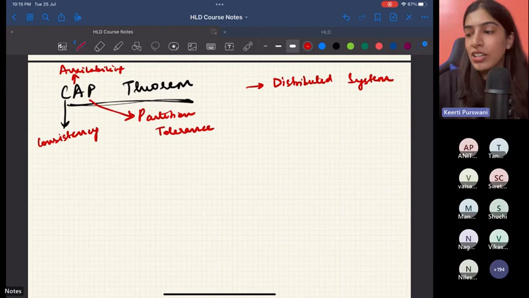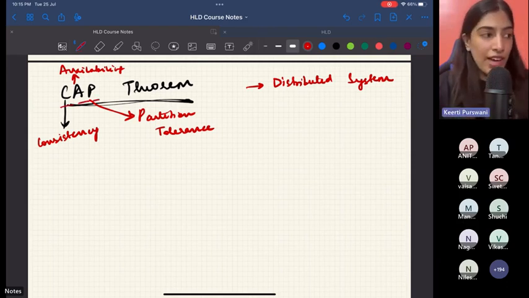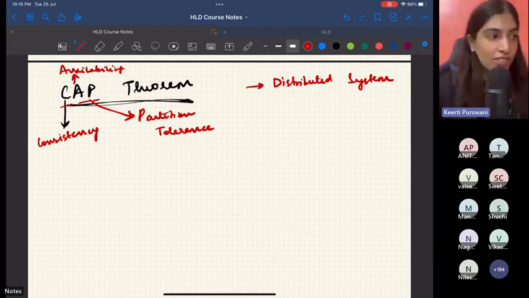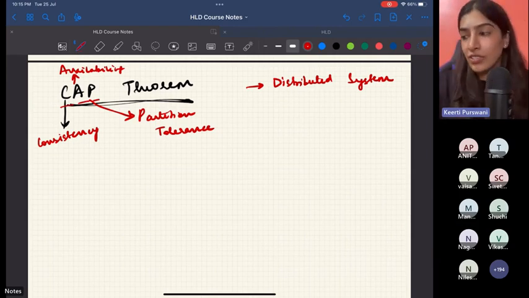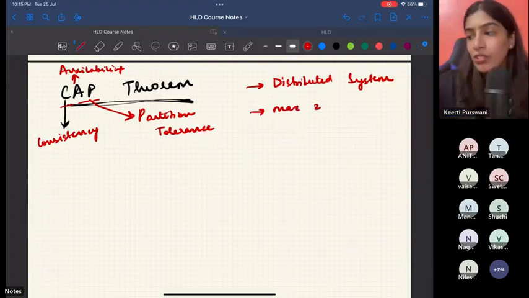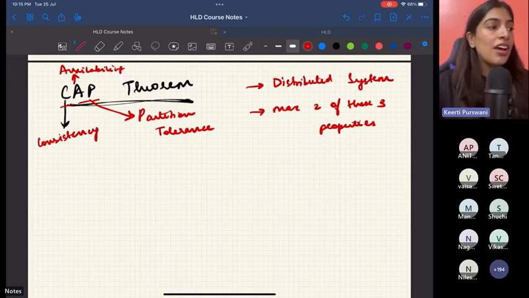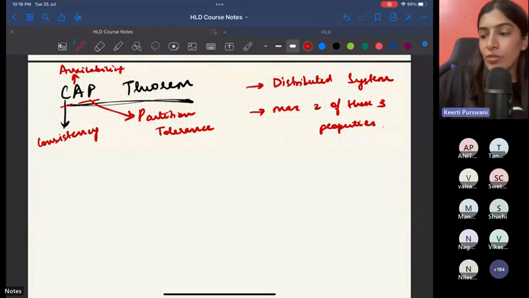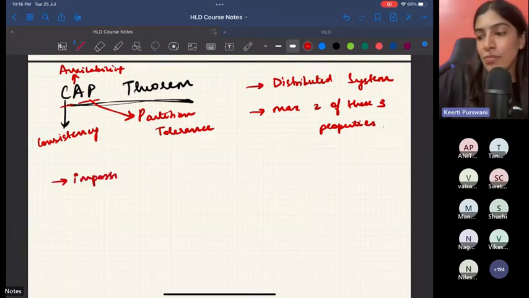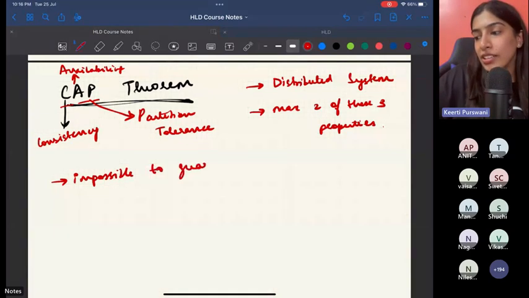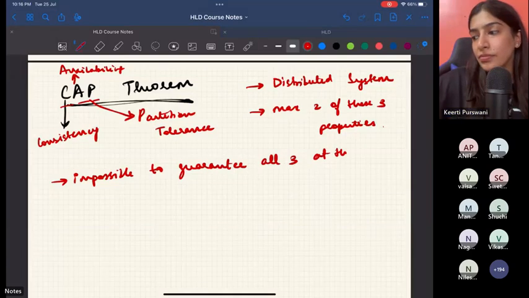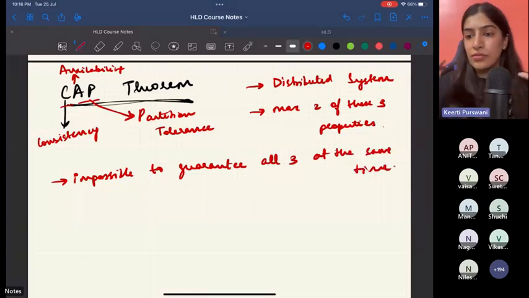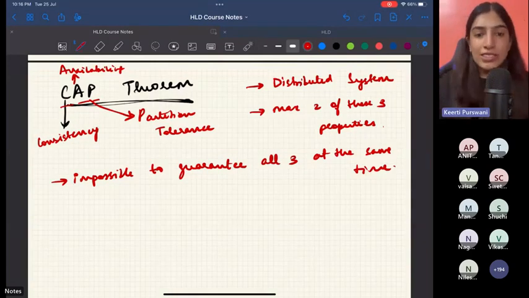In a distributed system, out of these three requirements like consistency, availability, partition tolerance, you can support or achieve maximum two of these three properties or requirements or whatever you want to call it. It is impossible to guarantee all three at the same time. Everyone understands this? So we will discuss this in detail.